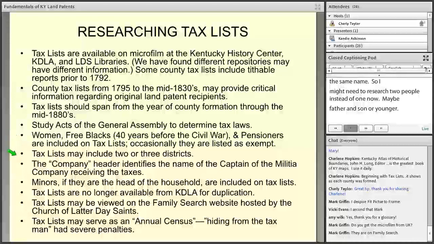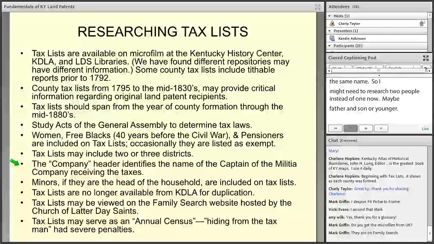Tax lists may include two or three districts. You'll get in the notion of watching the handwriting, actually. In Mercer County, my home county, I've identified it as East 127, West 127, and then Southern 127 that became Boyle County. So you're going to have the districts, and then those names will start ringing a bell when you go through there. The handwriting will become familiar.